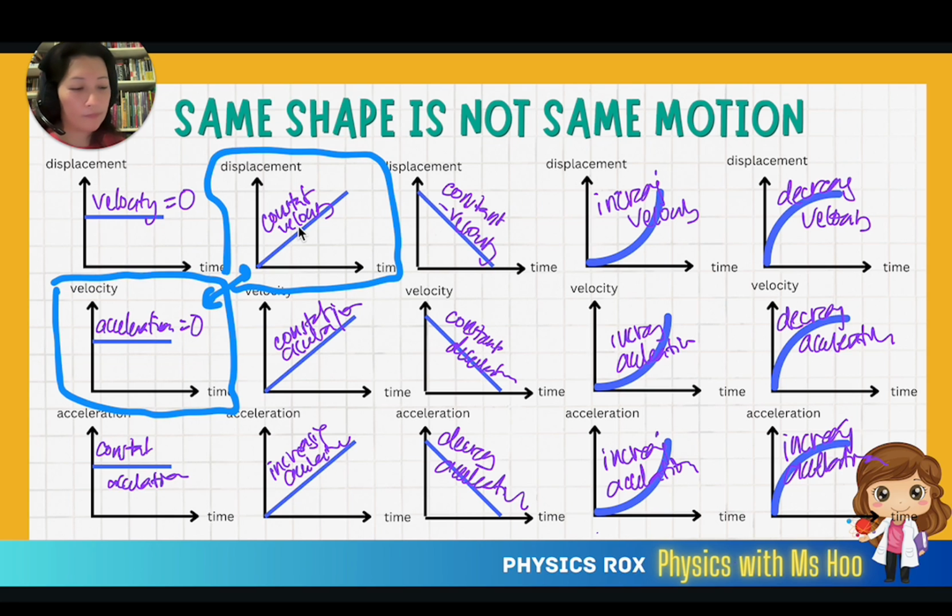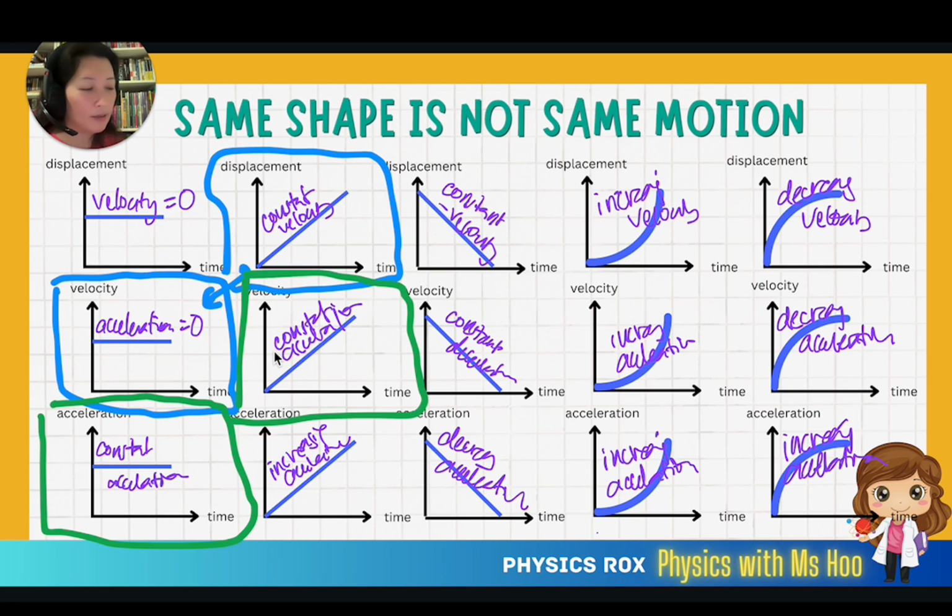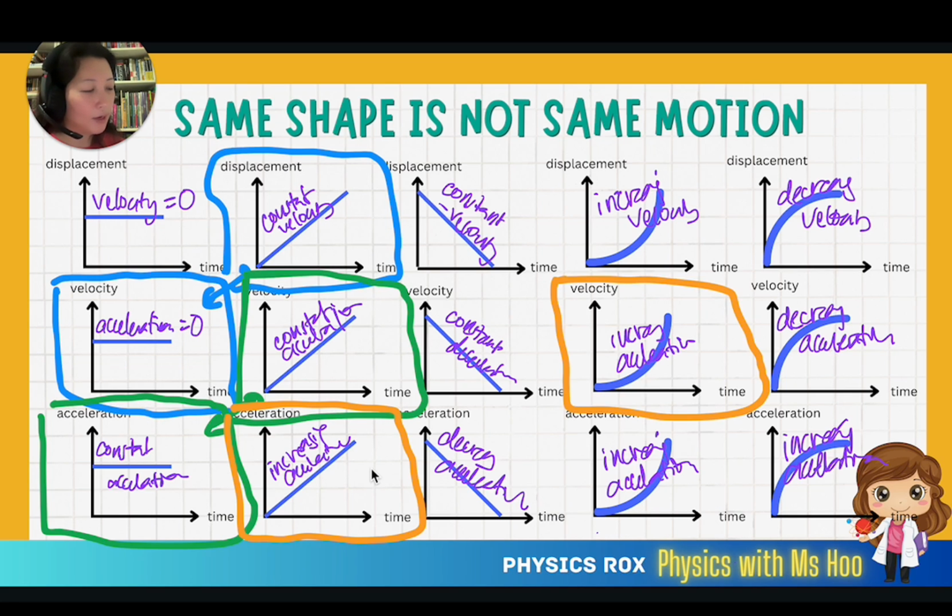Similarly, this graph is showing us constant acceleration. This graph is also showing us constant acceleration. So these two graphs are showing us similar motions. And you can see here you've got increasing acceleration for this graph. You also have increasing acceleration for this graph. These two graphs could be showing us the same kind of motion. While decreasing acceleration, you have this graph as well as this graph. So these two graphs could be showing us the same motion.